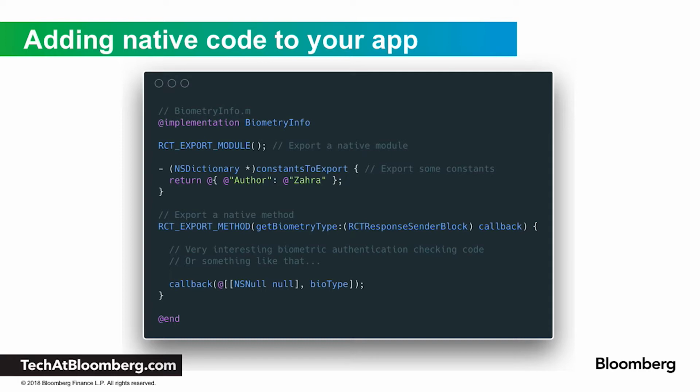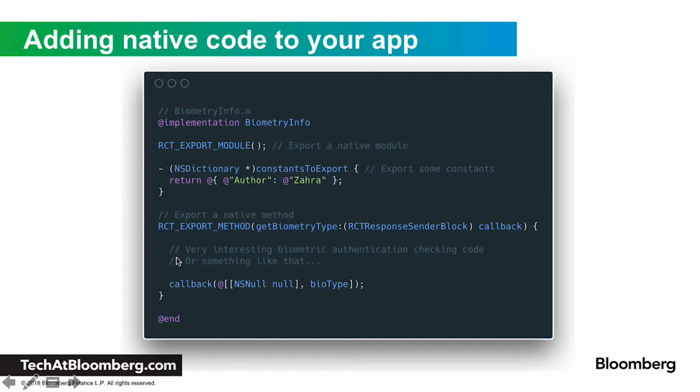There is some very interesting biometric authentication checking code that I have literally off the screen. It's about here somewhere. But I'm not going to take you through that at the moment because I'm not here to talk to you about the fine details of the authentication APIs in iOS. Essentially, imagine that we have made a variable called biometric type or biotype, and that we want to return that.